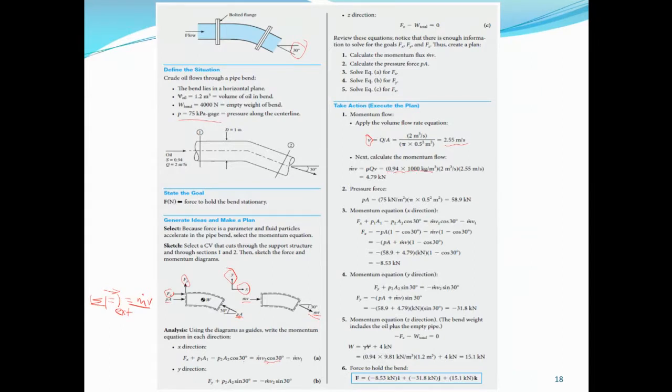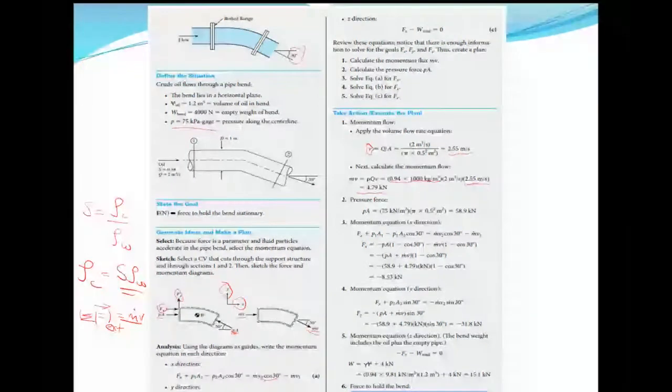Because we are given the specific gravity, remember, specific gravity is the density of the crude oil over the density of water. So the density of the crude oil will be the specific gravity of the crude oil times the density of water. That is why here we're multiplying by the density of water, and this is Q that is given, and this is the area, the velocity. So we find the momentum flow.